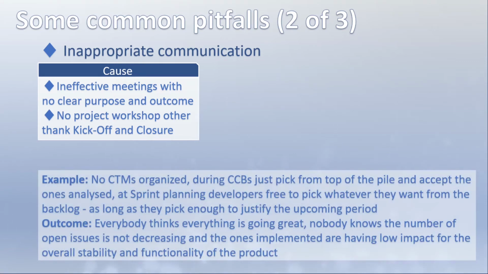The example I have here is a project where there were no core team meetings organized. The change control board were just picking items from the top of the pile and accepting the ones analyzed. And at sprint planning, the developers were free to pick whatever they wanted from the backlog as long as they picked enough to justify the upcoming period.